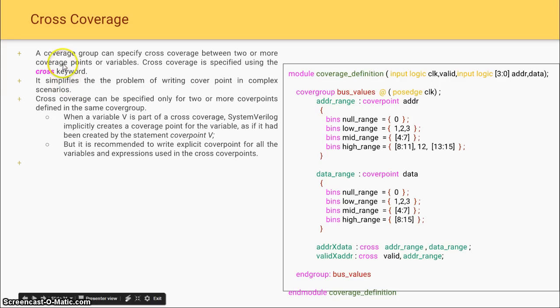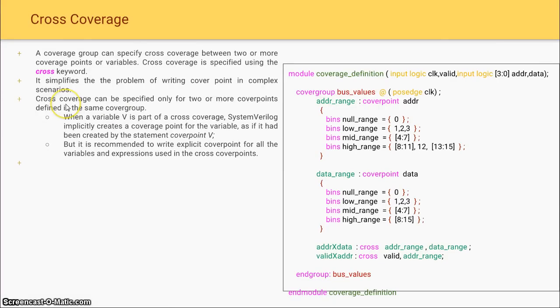Now the usage of cross coverage is to simplify the problem of writing complex cover points in many scenarios. So cross coverage will help you to define simplified, separate cover points, and just by defining a cross coverage and fine-tuning that cross coverage bin, you will be able to write more complex scenarios in terms of the simplified cover points.